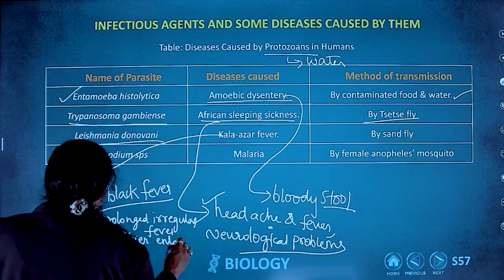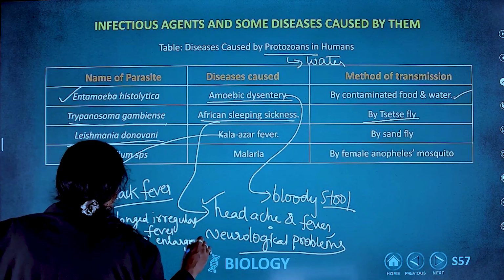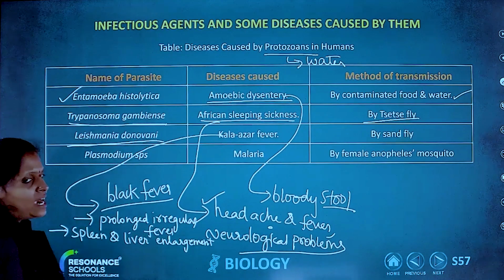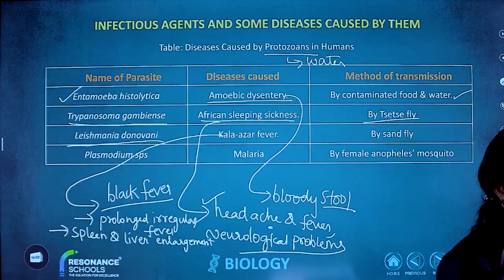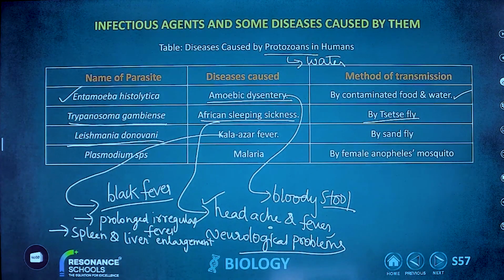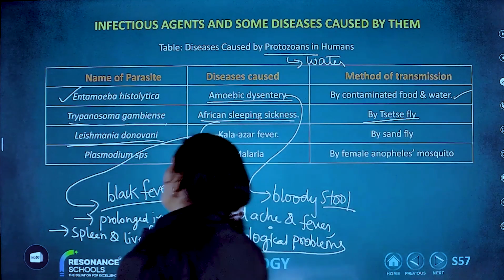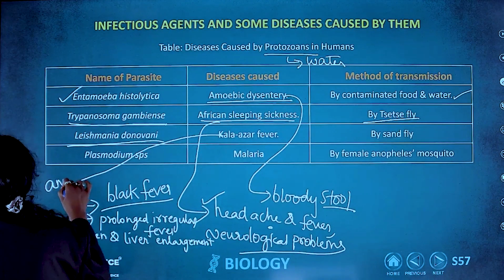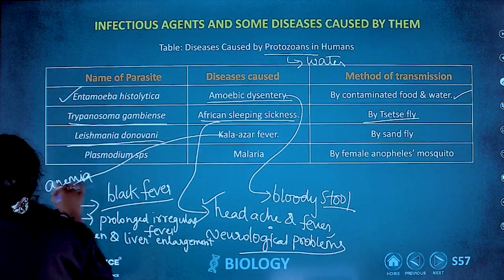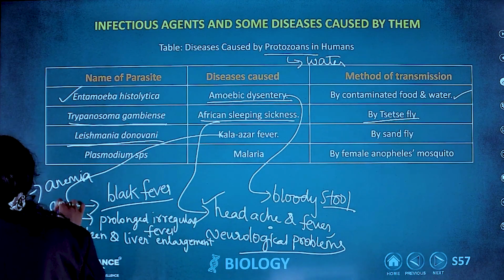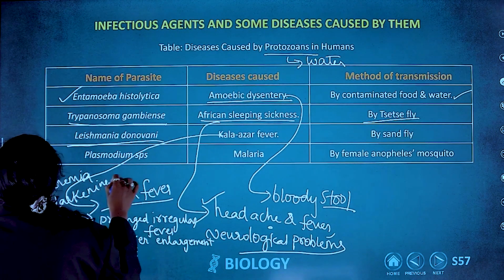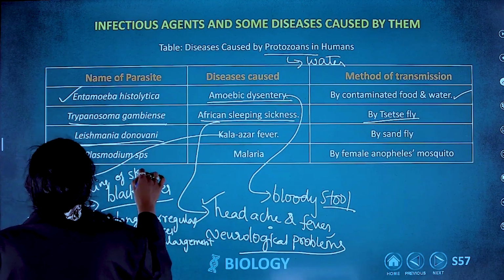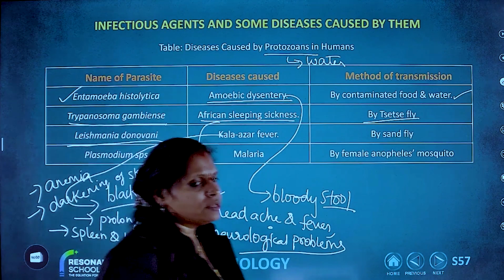Black fever, what happens? Spleen and liver will be enlarged. Please make a note. Spleen and liver will be enlarged, children. And you know, one more symptom is anemia. Anemia and darkening of skin. That is the blackness. Skin darkening. Skin becomes dark in color.